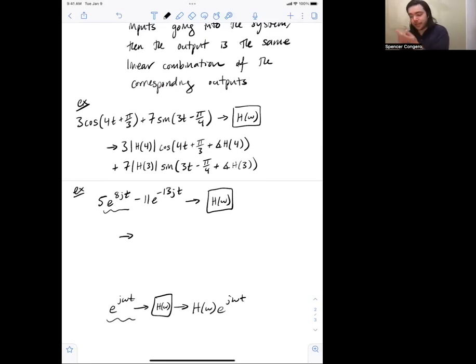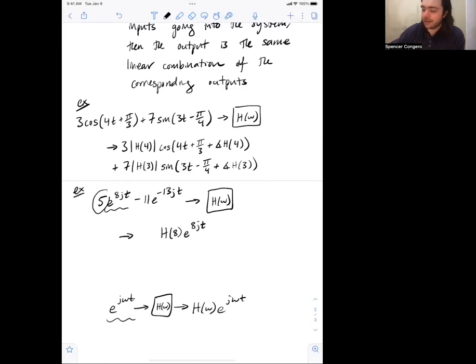And it turns out that we can use this mathematical statement to capture both of those input-output relations at once using complex numbers. So I'm going to use that now. I have e to the 8jt, so omega is 8 here. So I know what I should get out from just this: h of what? Well, the frequency response at that frequency, 8, times e to the 8jt.